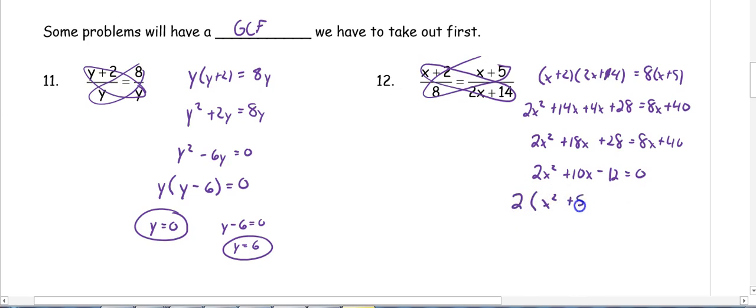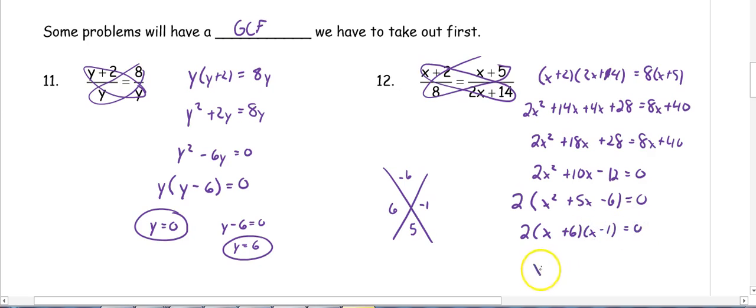X squared plus 5x minus 6 equals 0. So we need two numbers that multiply to negative 6 and add to 5. So that's going to be 6 and negative 1. So we have 2 times x plus 6 times x minus 1 equals 0. We're going to ignore the 2 because it doesn't have an x with it, so our solutions are x equals negative 6 and x equals 1.